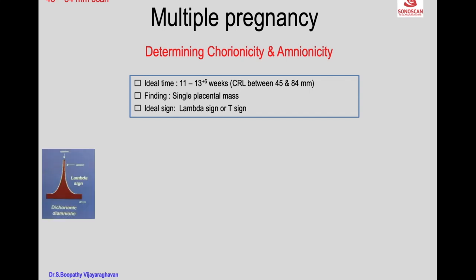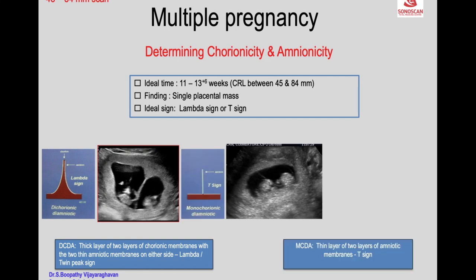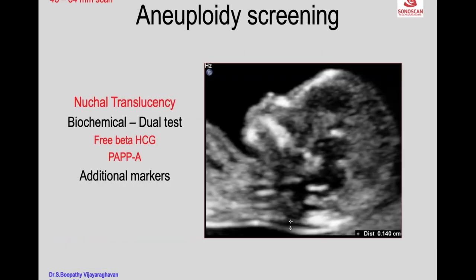Now, if you see the lambda sign as seen here, it is a thick layer of 2 layers of chorionic membranes with 2 thin amniotic membranes on either side. So the placenta extends in between and into the membrane. So that looks like a lambda or the twin peak sign. So if this is seen, then it is dichorionic diamniotic twins with a single placental mass. But if you don't see the lambda or tricuspid flow to increase the sensitivity and specificity.